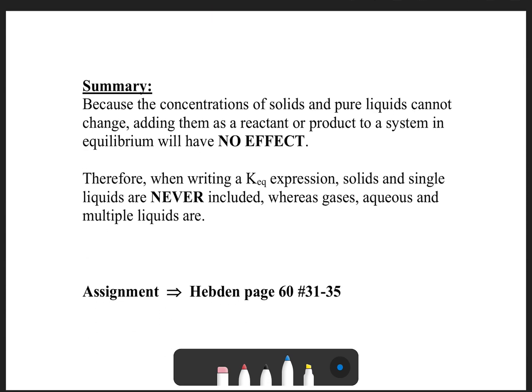In summary, because the concentrations of solids and pure liquids cannot change, adding them as a reactant or product to a system in equilibrium will have no effect. Therefore, when writing a KEQ expression, solids and single liquids or pure liquids are never included, whereas gases, aqueous, and multiple liquids are.